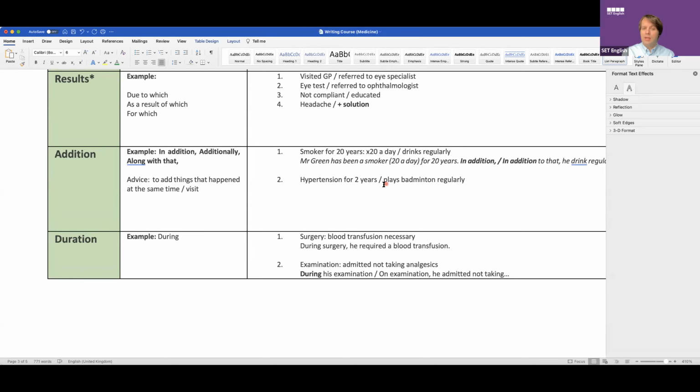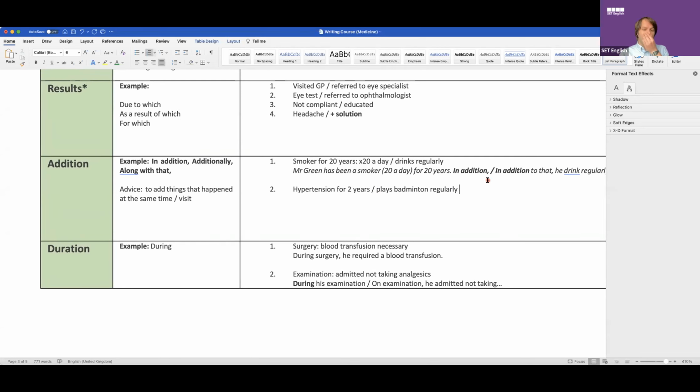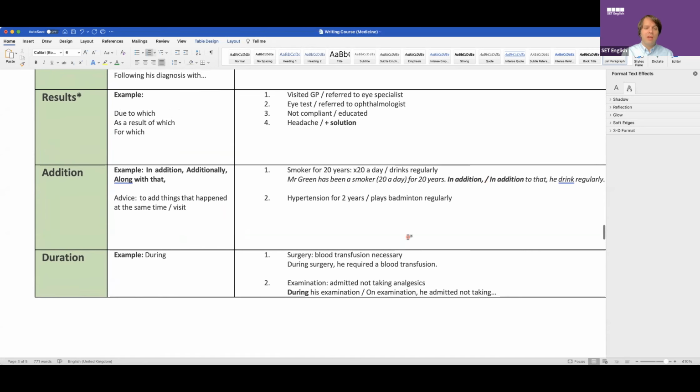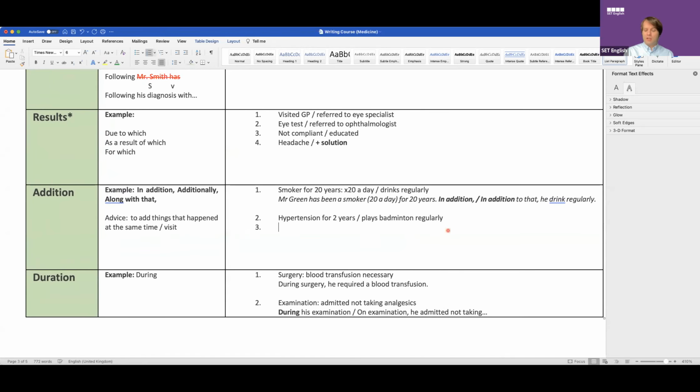Okay. So we've done quite a few now. We've done duration, we've done a bit of addition. Let's just do the addition one again. Hypertension for 2 years, plays badminton regularly. Beza or Dilsan, give me some addition here. Mr. Green had hypertension for 2 years. Good. Along with that, comma, along with that.